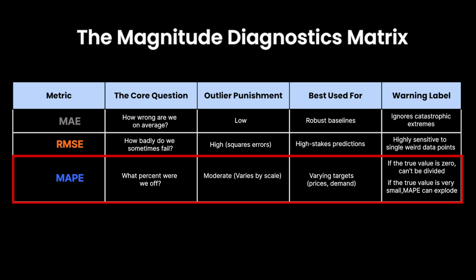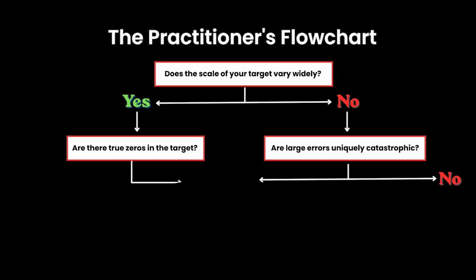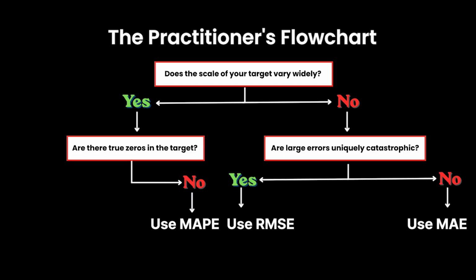It does have its weaknesses though. If the true value is 0, then you can of course not divide by 0, so it can't tell you a percentage. Or if your true value is very, very small, then your MAPE metric can explode. So professionals usually use it when the targets are safely above 0.